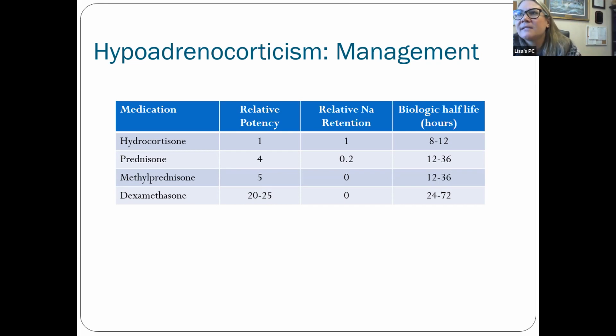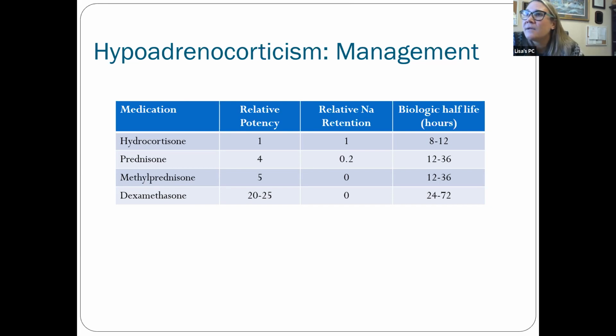And then as kids get done with puberty and growth, we might go to something like prednisone, or in rare cases, dexamethasone, when we're not worried about growth and things like that, because they have to be dosed less frequently, and we're more worried about compliance in that population. So we tend to use hydrocortisone in babies and younger kids for that reason, and may convert in older adolescents to prednisone or dex. Dex only has to be dosed once a day, prednisone's twice a day.